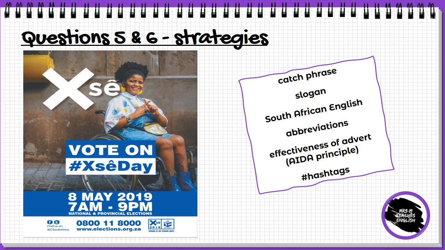I'm sure that you remember the ADA acronym for analyzing adverts. A, it attracts your attention. I, it sustains your interest. D, it provokes a desire in you. And A, it spurs you on to action, whether that be purchasing an advertised item or making use of an advertised service or idea.